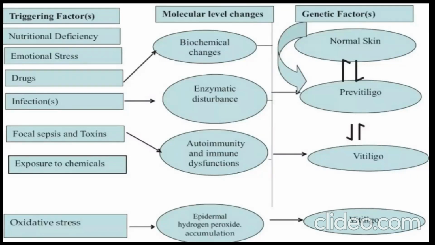So here are some triggering factors with molecular level changes and some genetic factors. Triggering factors for vitiligo are nutritional deficiency, emotional stress, drugs, infections, focal sepsis and toxins, exposure to some chemicals, and oxidative stress.